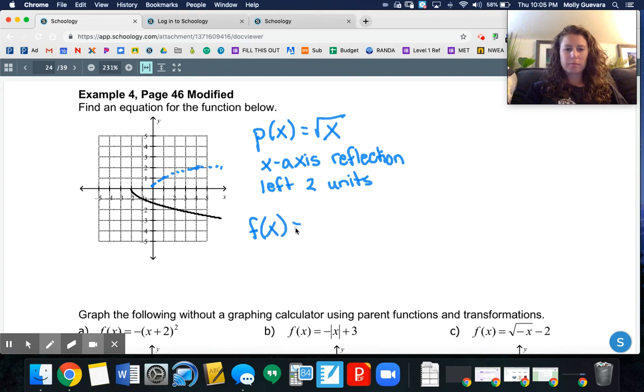So I think I'm set to go ahead and write my equation. The x-axis reflection tells me that I have a negative in front of the square root. The left 2 tells me that inside the square root, I'm going to be x plus 2.